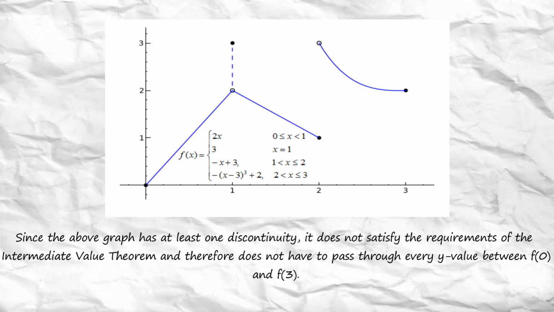Since the above graph has at least one discontinuity, it does not satisfy the requirements of the intermediate value theorem, and therefore does not have to pass through every y value between f(0) and f(3).